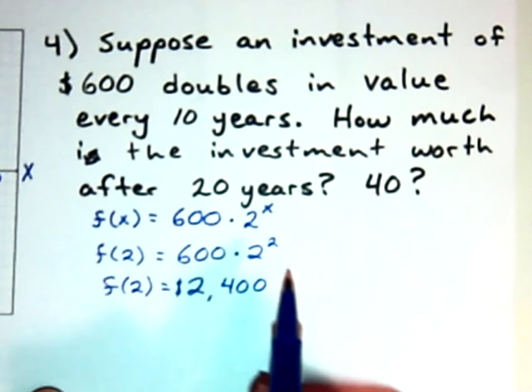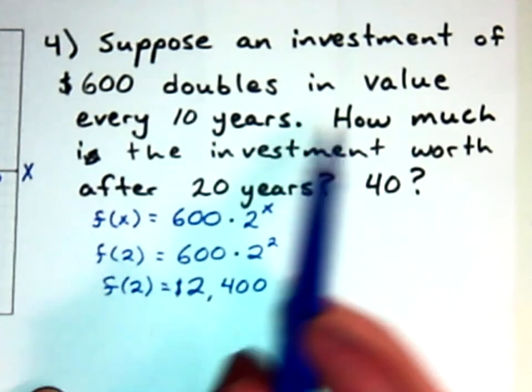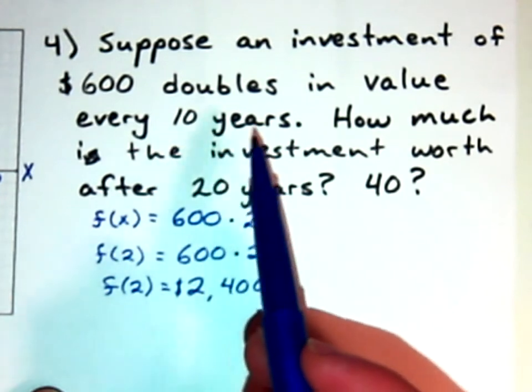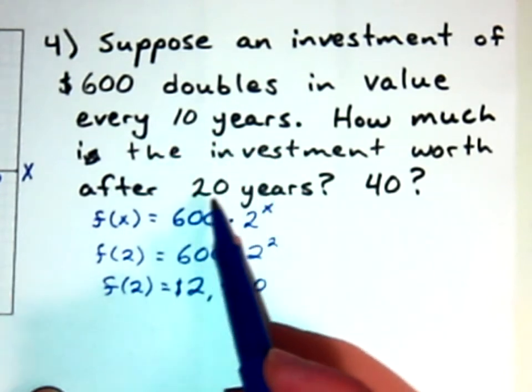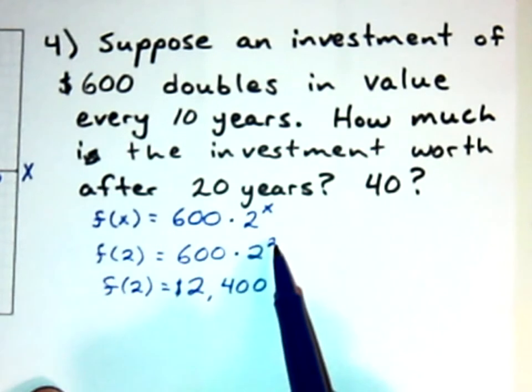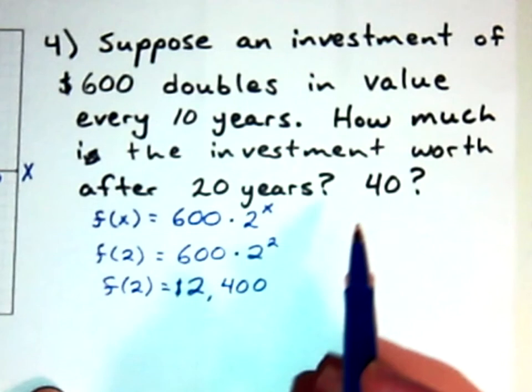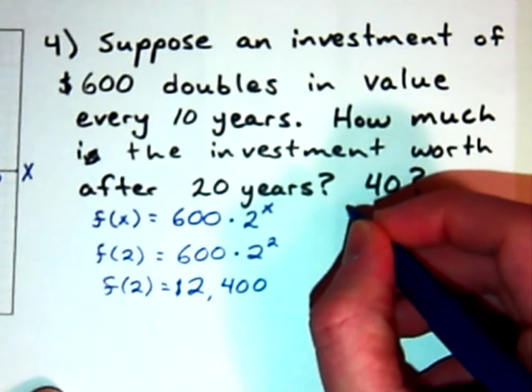So hopefully you understand, right? Because we're talking about it doubles in value every 10 years. We're not talking about it doubling in value every year. It takes 10 years to double. So for that reason, when we have 20 years, we simply put in the 2 because that's 2 sets of 10. And then for 40, well, for this one, I'm going to use my same function.